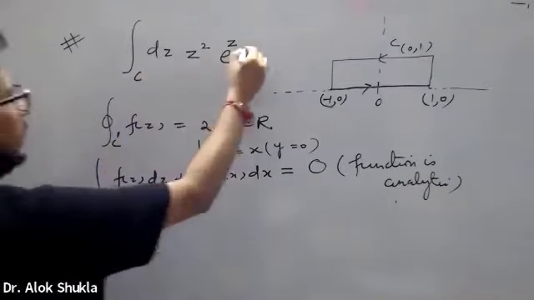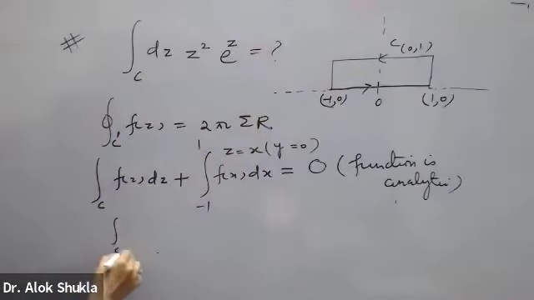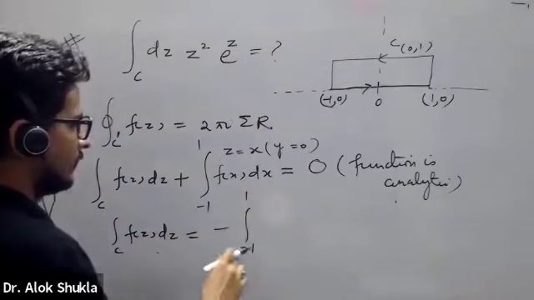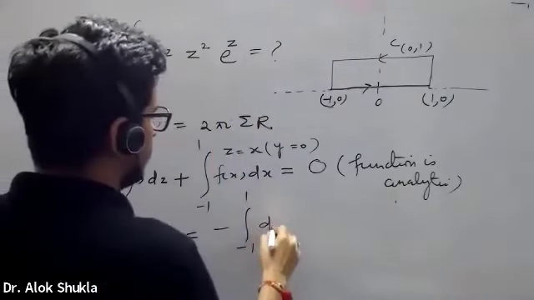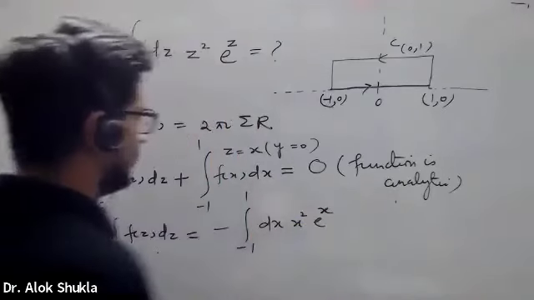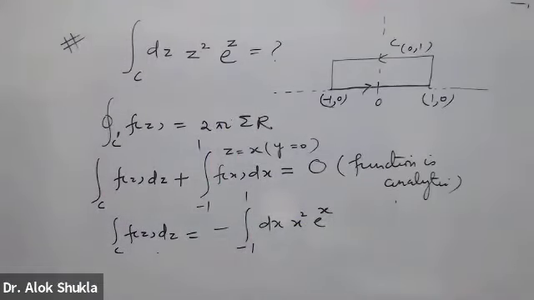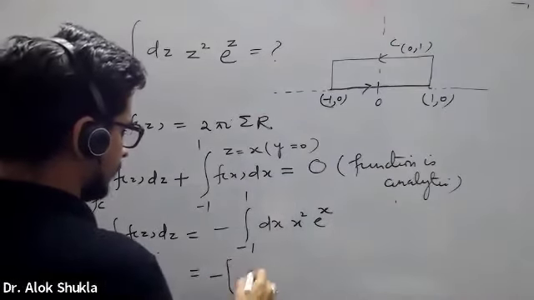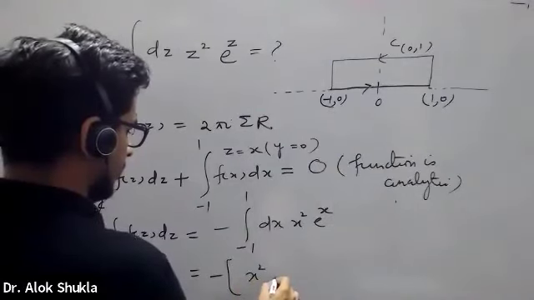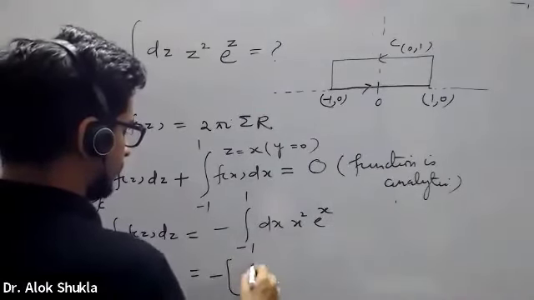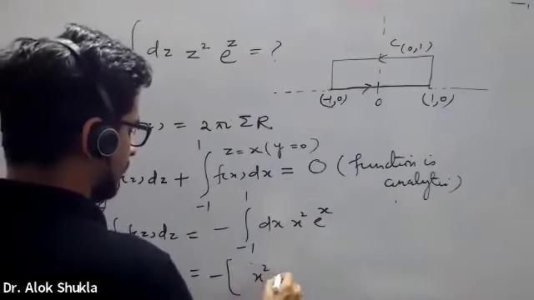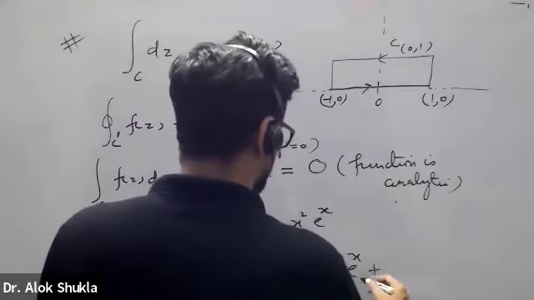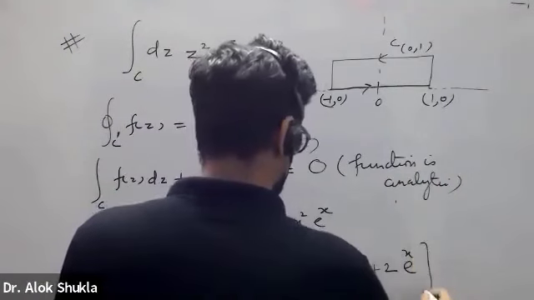So you wanted this value, your question was this. The integral over c of f(z) dz was your question, and that is only equal to the integral from minus 1 to 1 of f(x) dx. That means x square e to the power x dx. And this will be equal to: first function, integration of second, minus derivative of first function, integration of second, plus derivative of this function, integration of second, from minus 1 to 1.